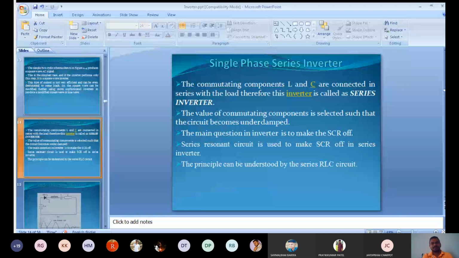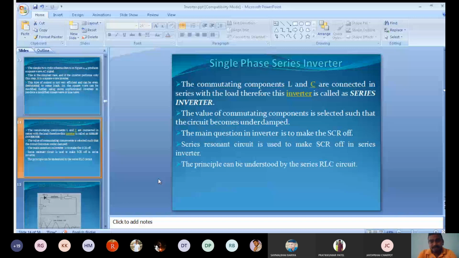The value of commutating components is selected such that the circuit becomes underdamped. We have to select the value of the components so that our circuit becomes underdamped. I will show you now what its waveform will look like. So we have to select the L and C values such that the circuit becomes underdamped. The main question in an inverter is to make the SCR off. This is the major question.